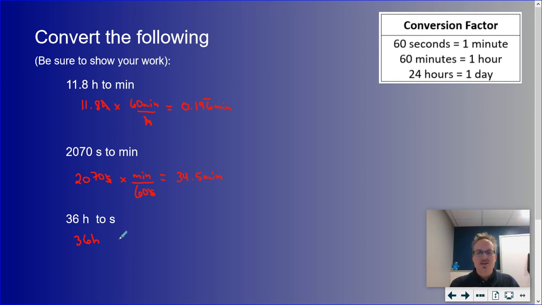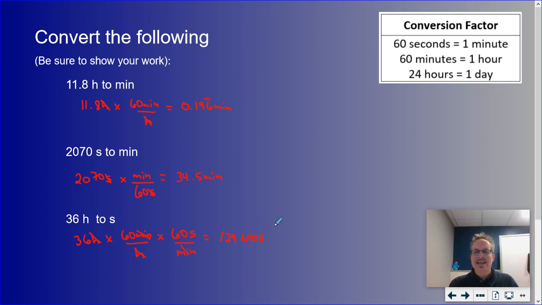Again, if you want to take the shortcut because you understand it, go ahead, but I'm going to do the long route. I know that there's 60 minutes in 1 hour. I also know that there is 60 seconds in 1 minute. So minutes are going to cancel. Hours are going to cancel. I'm going to take 36 times 60 times 60 and get 129,600 seconds.